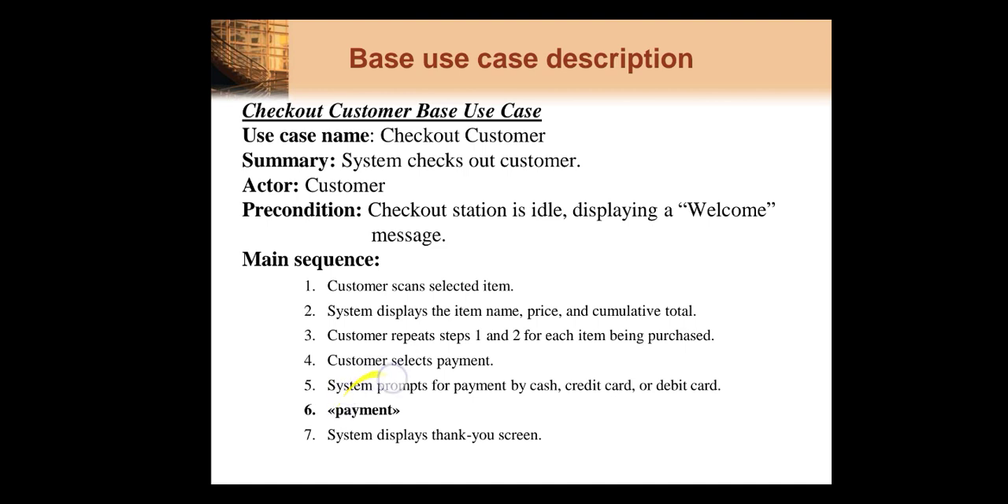Now at this step, that means the 6th step, payment is nothing but our extension point. What we are saying is that here we call only those extended use cases which get selected by the user. If the user selects payment by cash, then only the payment by cash sequence gets included, and after it ends, it moves to the system displaying the thank you screen. If you select credit card, then it includes the credit card sequence and then this thank you screen. In this way, at this position, the main sequence of that use case gets included.